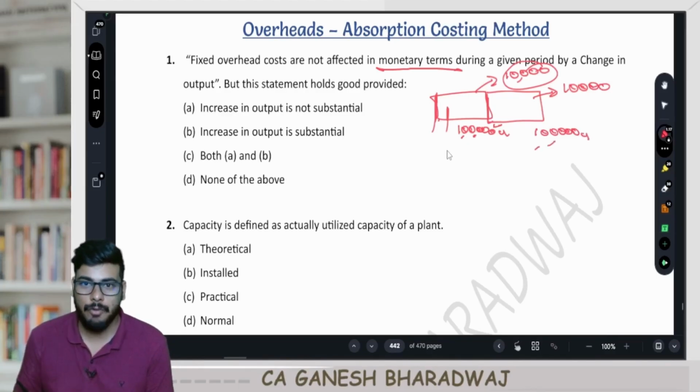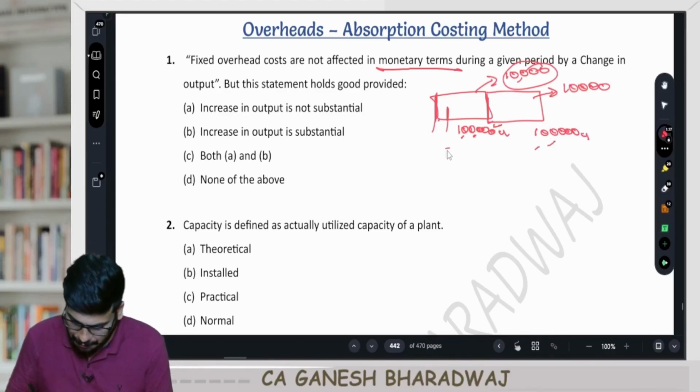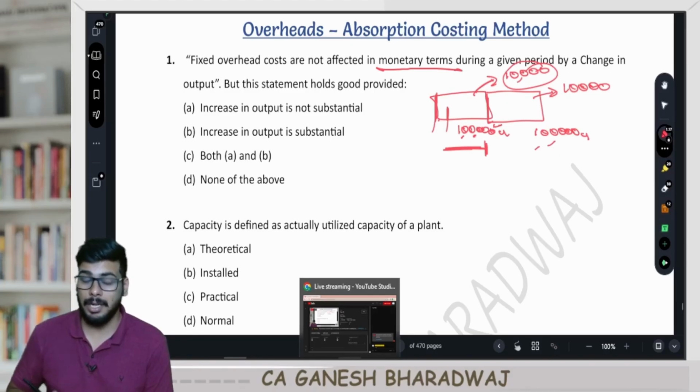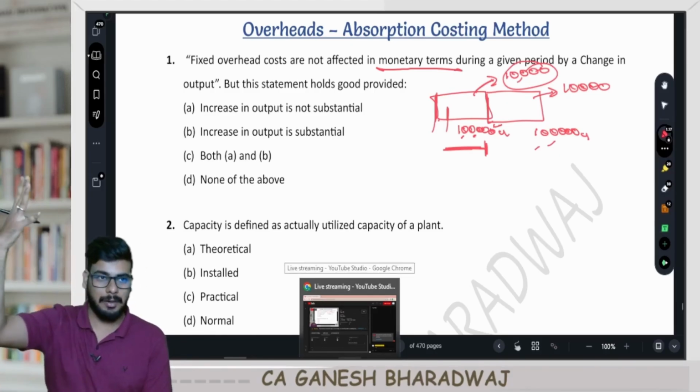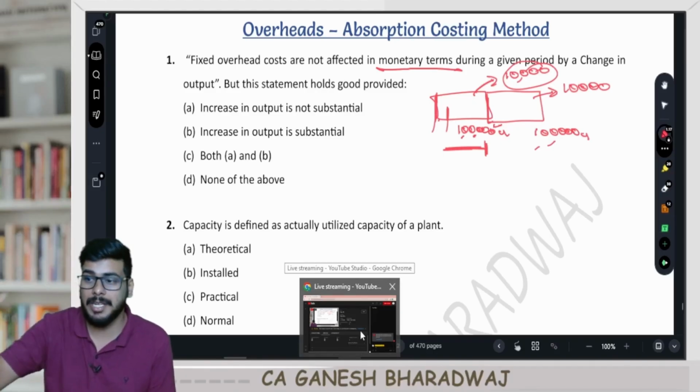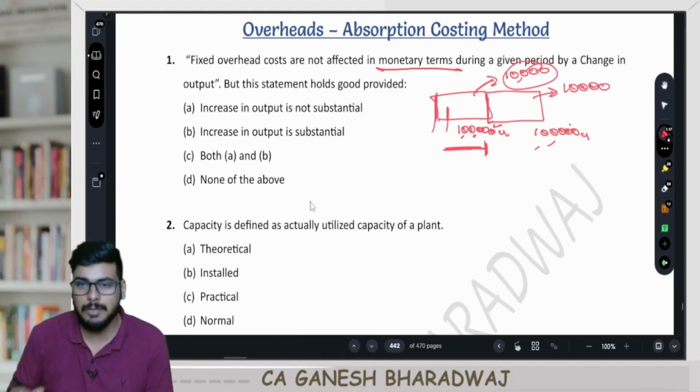Correct guys? Now you tell me, if my fixed cost is up to 1 lakh, if my volume is up to 1 lakh units, does my fixed cost change? No. But beyond a certain level, if my volume increases, then even my fixed cost will increase, guys. Correct?